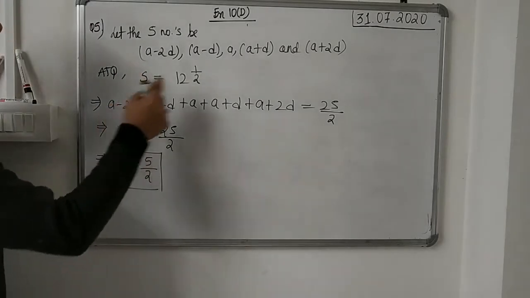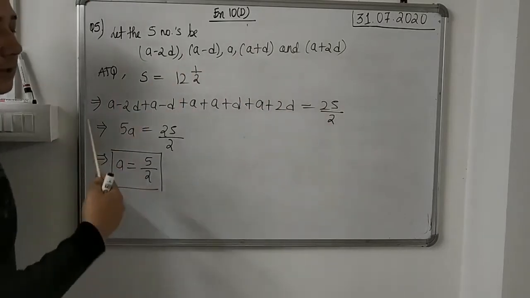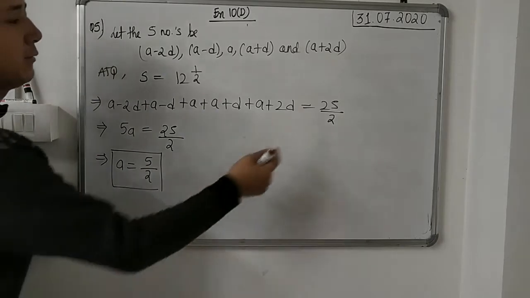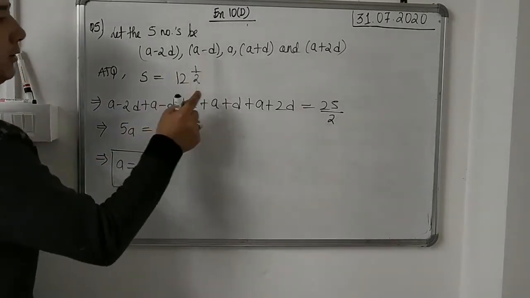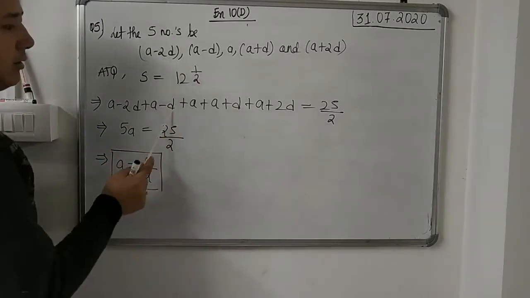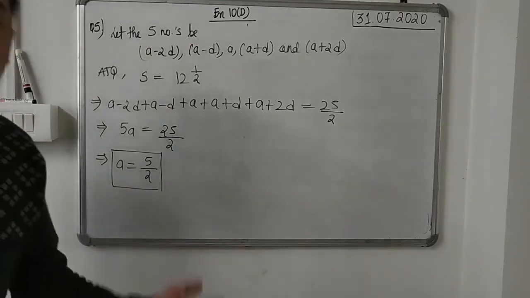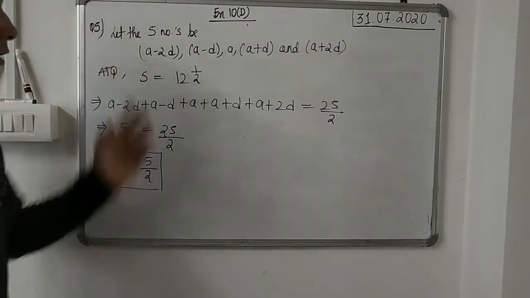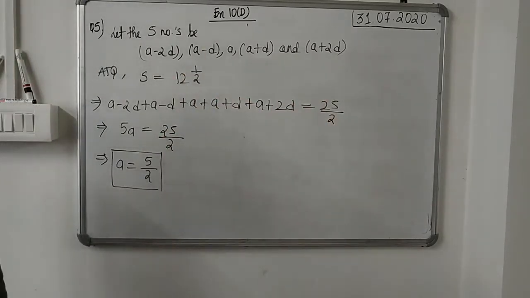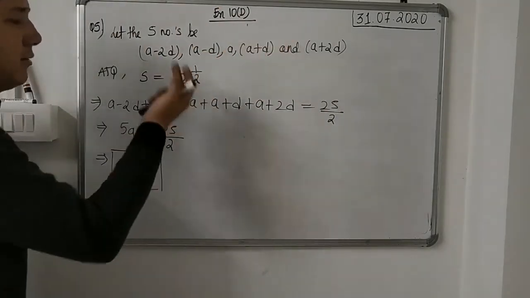Okay, so 5 numbers, then the 5 numbers with this. Now, according to the question, if I add all 5 numbers, the sum is how much? 12 and a half. If you find out, it is 25 by 2. So add all this. In the addition, you can see minus 2d plus 2d, d gets cancelled out. So 5a equals 25 by 2. What we get is simply the value for a, which is 5 by 2. From condition number 1, we are getting the value for a. From condition number 2, we'll get the value for d. So simple, isn't it? Just the assumption is to be done correctly, and added, sum is given.